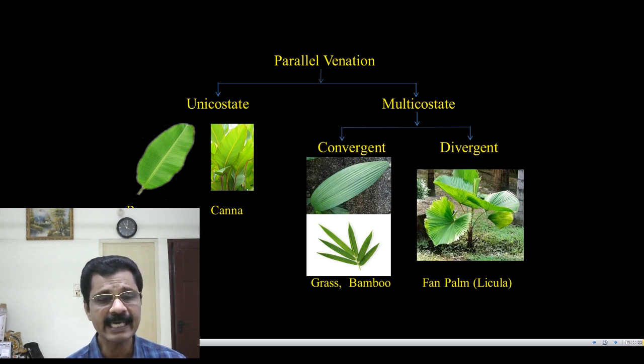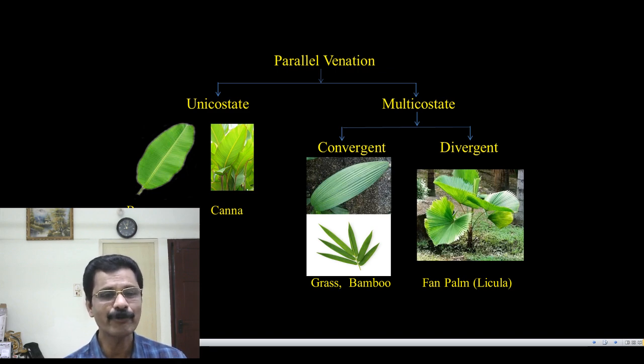And a divergent type you can see in the case of Licuala, otherwise called fan palm. In fan palm, you can see the multicostate parallel venation. Divergent types move apart from each other. That is called divergent type.